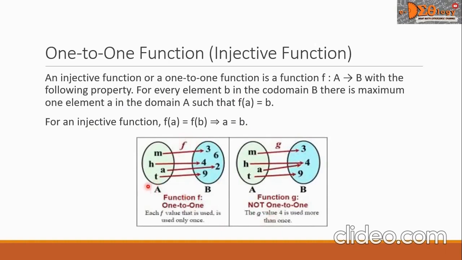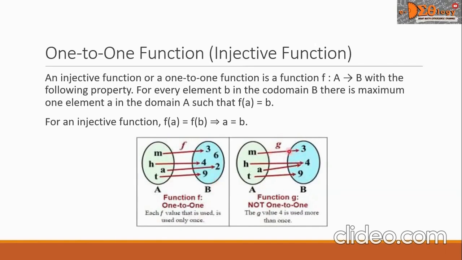This is group A and this is group B. This function is one-to-one because each f value is used only once. It means each used element in group B is used once only.